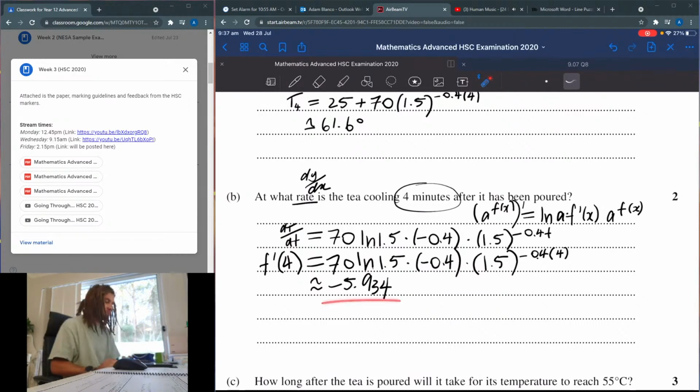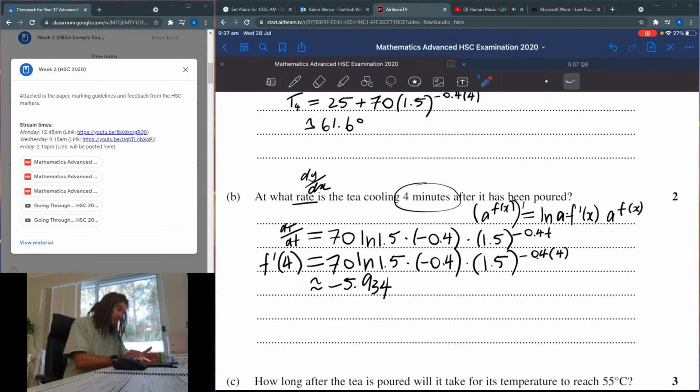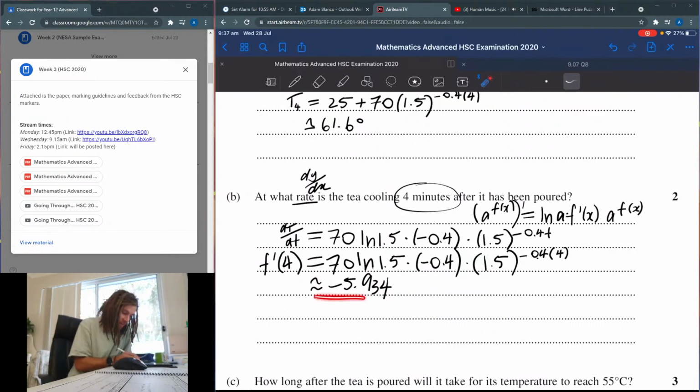You might think negative is a little bit suspicious, but what it's saying is it's the rate at which the tea is cooling. So it's going down 5.9 degrees every minute. So that's the rate. Yeah, I guess that's all I need, isn't it? Yep.